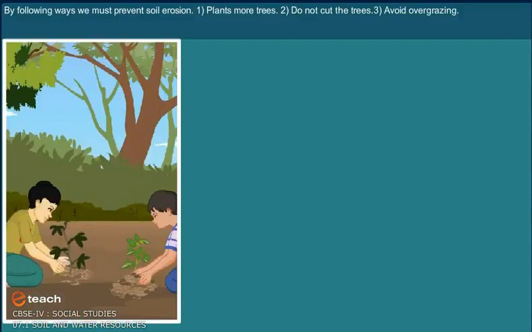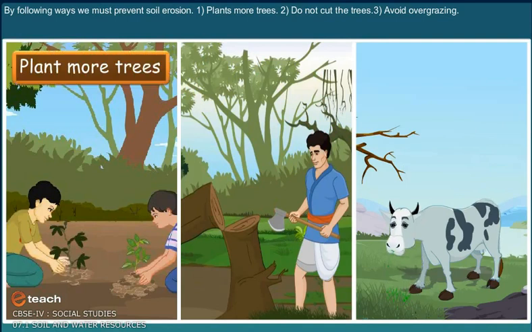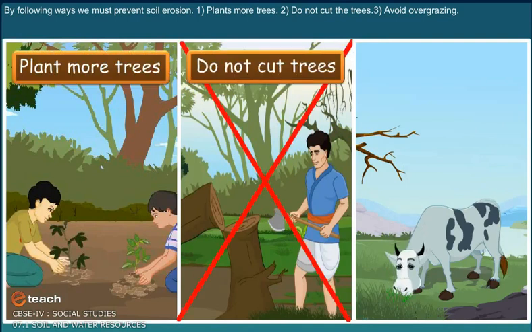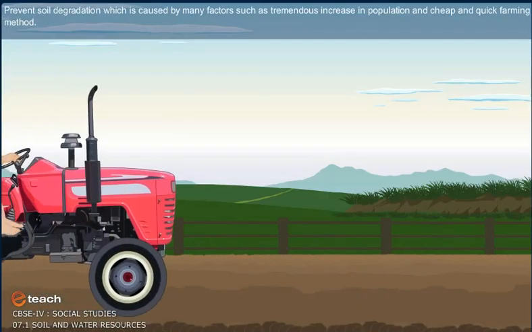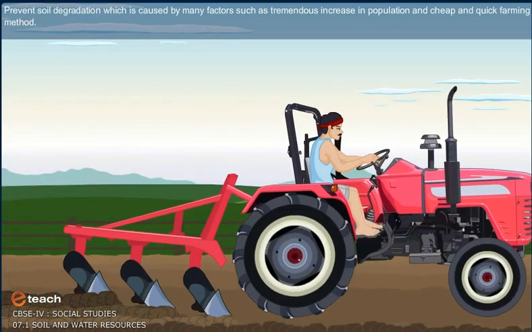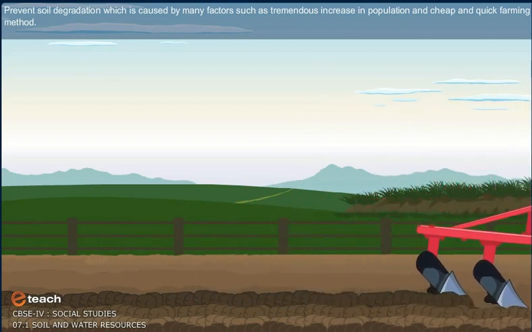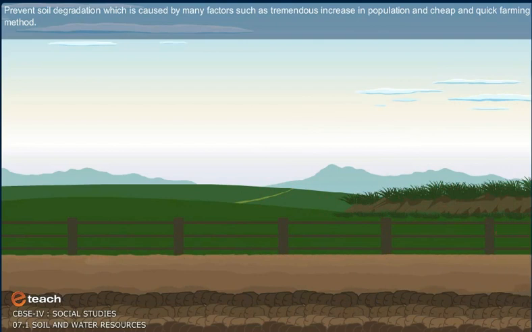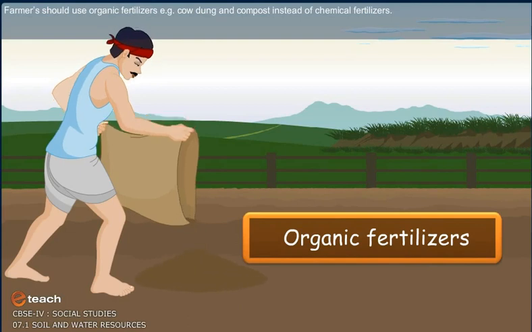By following these ways, we must prevent soil erosion. Plant more trees. Do not cut the trees. Avoid overgrazing. Prevent soil degradation, which is caused by many factors such as tremendous increase in population and cheap and quick farming methods. Farmers should use organic fertilizers, for example cow dung and compost, instead of chemical fertilizers.